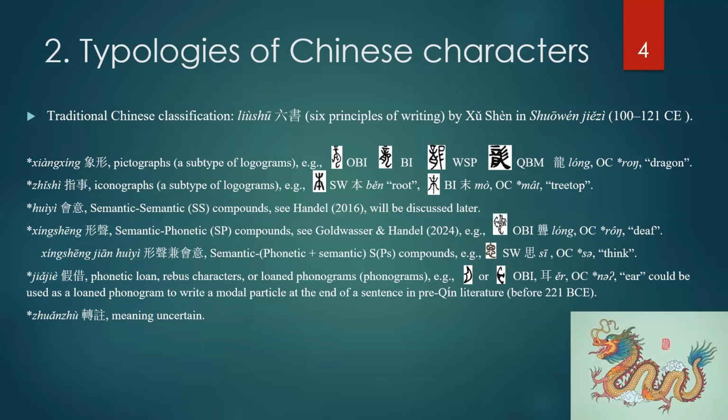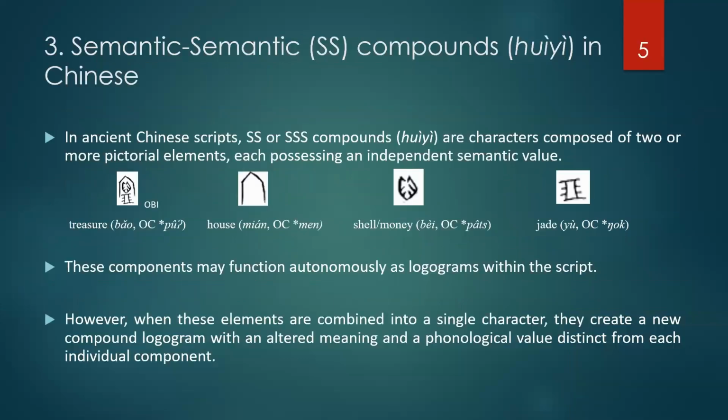Now, let's focus on the type of SS compounds or 会意 characters. SS or even SSS compounds are characters composed of two or more pictorial elements, each carrying an independent semantic value. For instance, the word treasure in oracle inscriptions was composed of three semantic elements: house, shell or money, and jade, which depict prototypical treasures stored at house. We will come back to this example later.